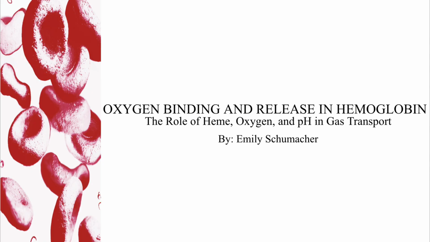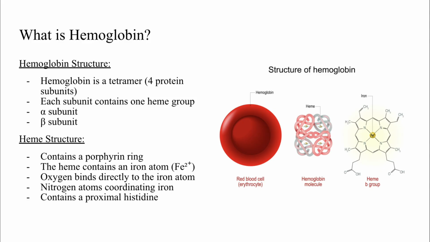throughout our body. So, what is hemoglobin? Hemoglobin is a globular protein found inside our red blood cells, also known as erythrocytes. It is composed of four polypeptide subunits, two alpha subunits and two beta subunits. Each of these subunits contains the prosthetic group, also known as a heme. The heme group is composed of a planar porphyrin ring structure that coordinates a central iron ion in the ferrous state, which is Fe2+.